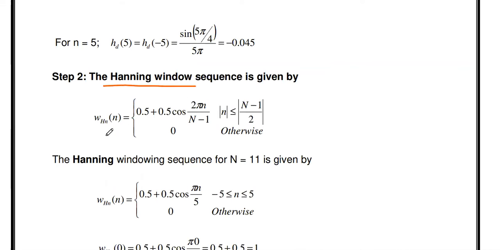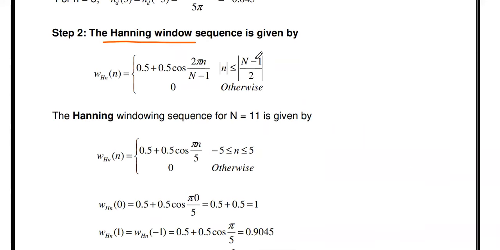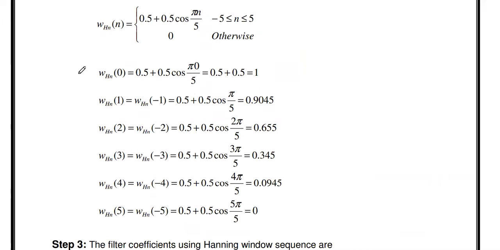So what is the window sequence? WHN of n is equal to 0.5 plus 0.5 cos 2 pi n by N minus 1. If it is the Hamming window, it is 0.54 plus 0.46 times the same term. But here, the Hanning window means 0.5 plus 0.5 cos 2 pi n by N minus 1, for n between minus (N minus 1) by 2 and (N minus 1) by 2. Similar to the previous, for n equal to 0, 1, 2, 3, 4, 5, you just calculate.